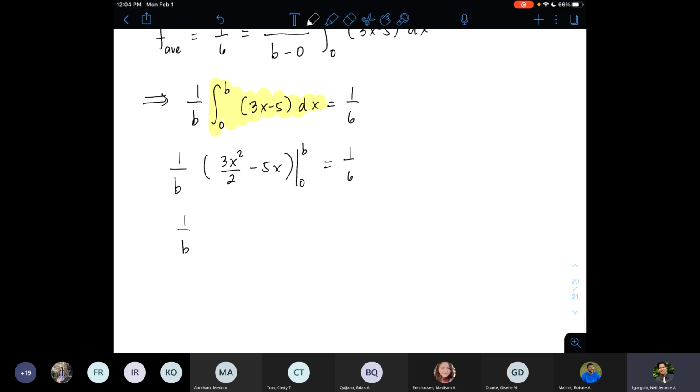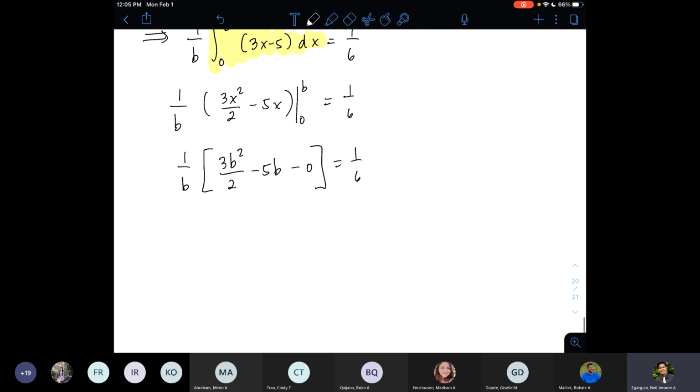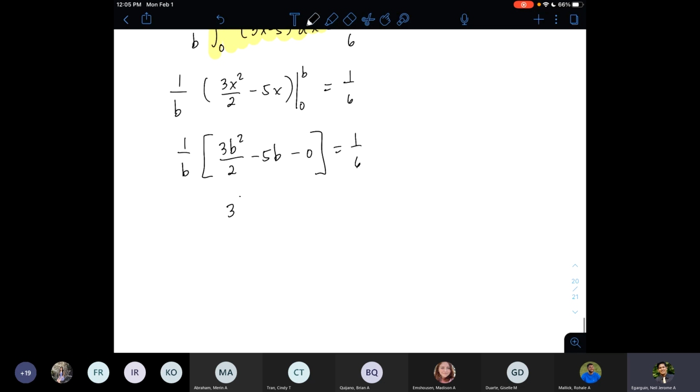And then let's carry on. It's going to be 1 over b times, I'll plug in b into the x's. So I'll have 3b squared all over 2 minus 5b, and then minus 0 equals 1/6. And then okay, I can cancel this b. So I'll have 3b over 2 minus 5 equals 1 over 6.